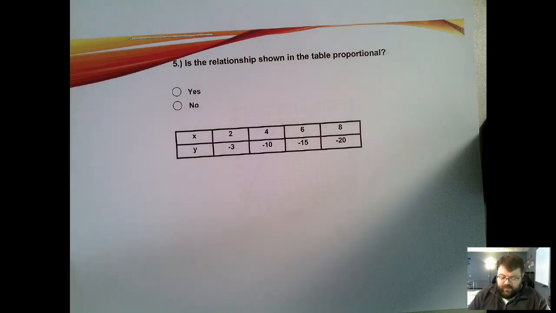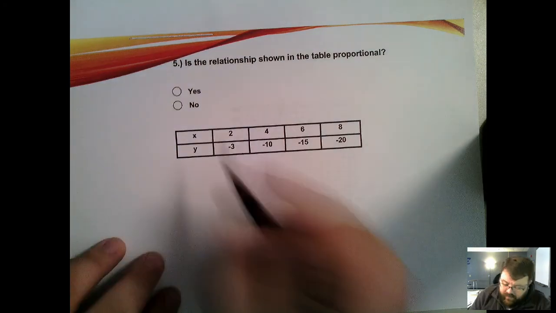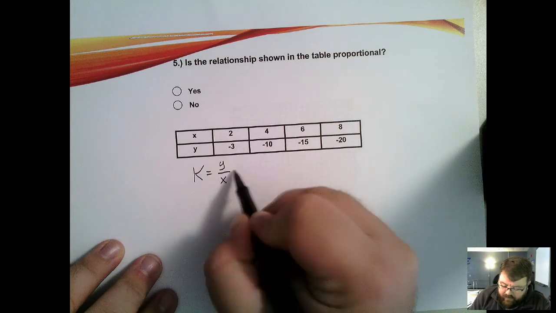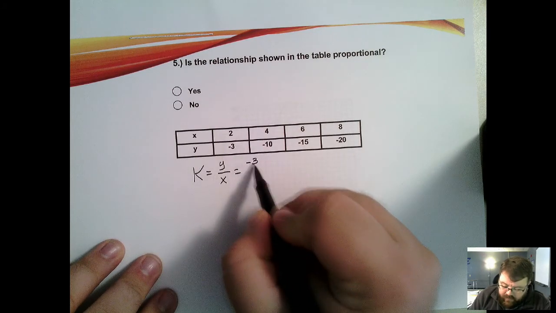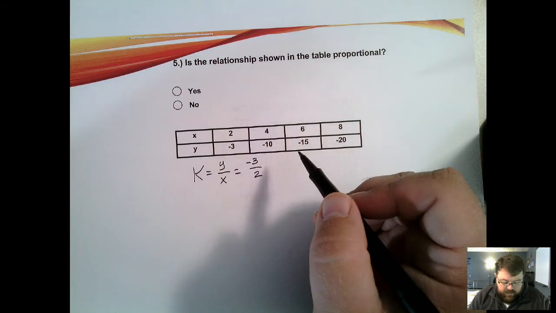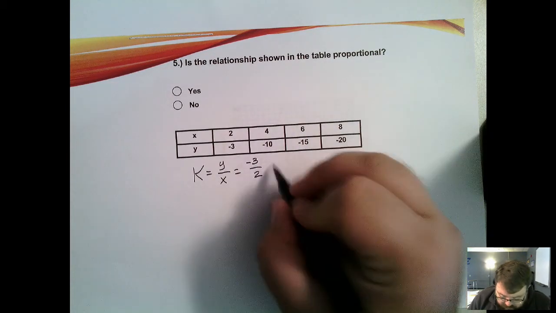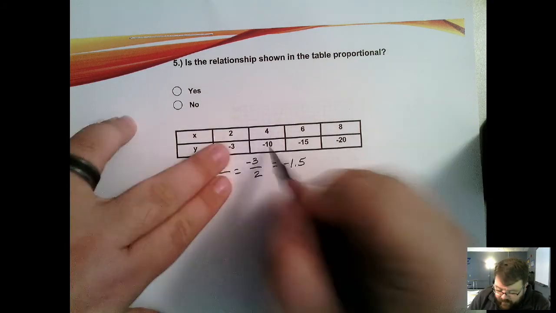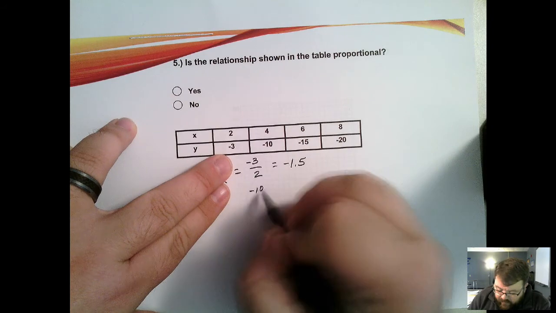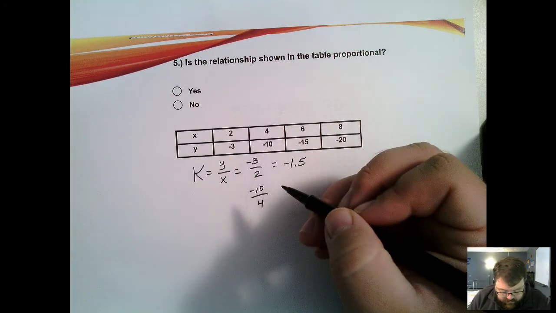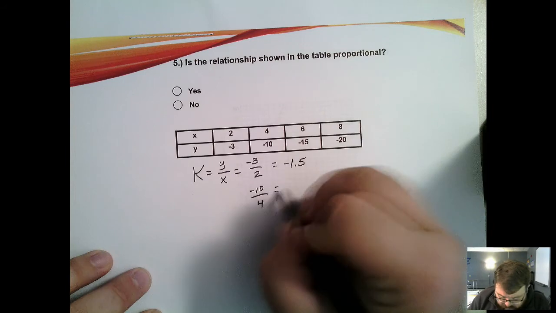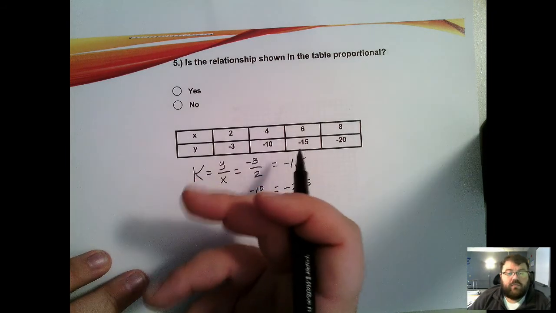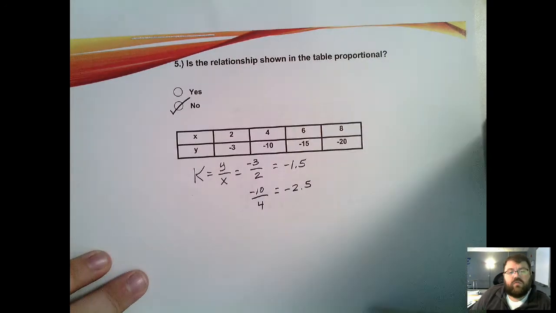Alright, next one. K is equal to y over x. The first y value is -3 divided by 2. -3 divided by 2 is -1 and 5/10. The next y value is -10 divided by 4, and that is going to give you -2 and 5/10. First one we come to that are not proportionate, therefore does not show proportionality.